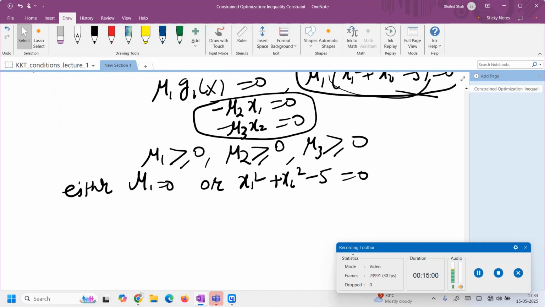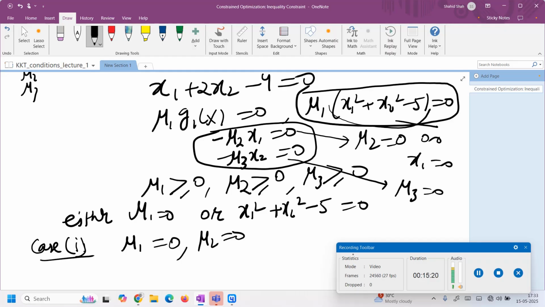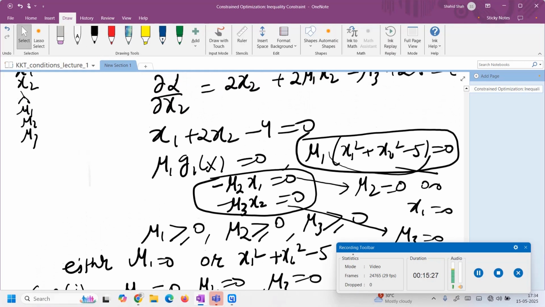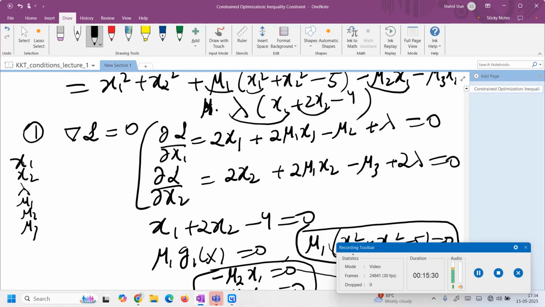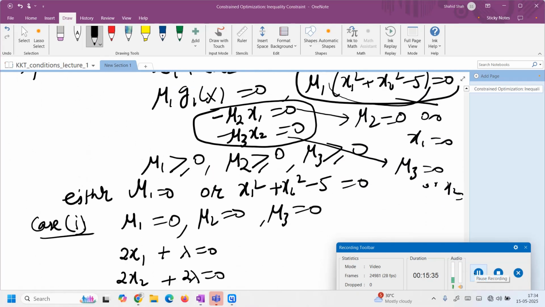So let's take case 1, that mu1 equal to 0. Also you can take case that mu2 equal to 0, because this equation means either mu2 is 0 or x1 is 0. Fine. So let's assume mu2 is 0. So this equation suggests either mu3 is 0 or x2 is 0, and mu3 is 0. Let's say that this is satisfied. If you take this case 1 and then solve these two equations, what will we get? We get these two equations.